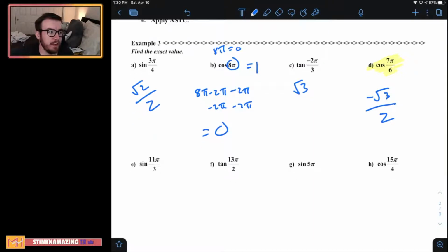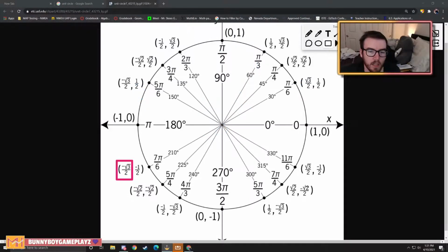Sine of 11 pi over 3. A little more challenging here because 11 pi over 3 is not on the unit circle. But can you find its reference angle? Can you find its coterminal angle? 11 pi over 3. Think that one through. Some answers are going to be on screen. I suppose you could just take a guess, but maybe try to think that one through. 11 pi over 3. Some answers pop up on screen.